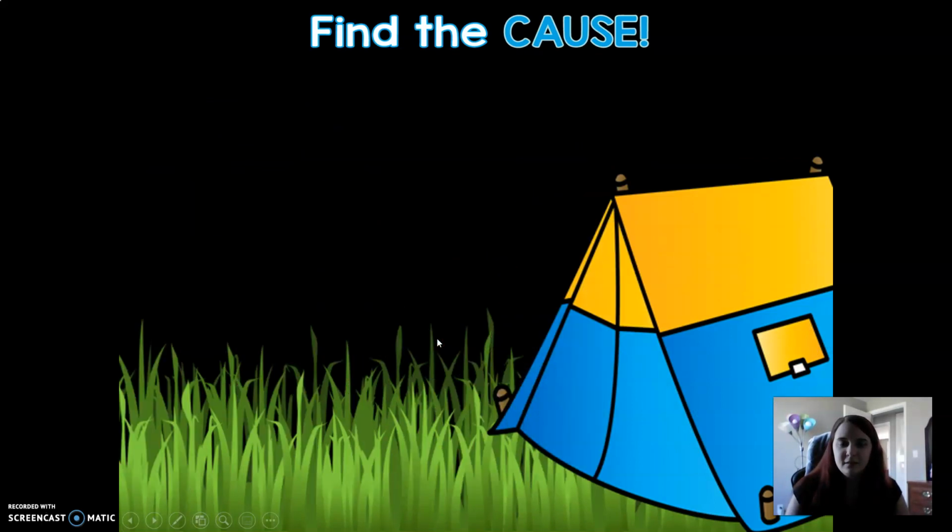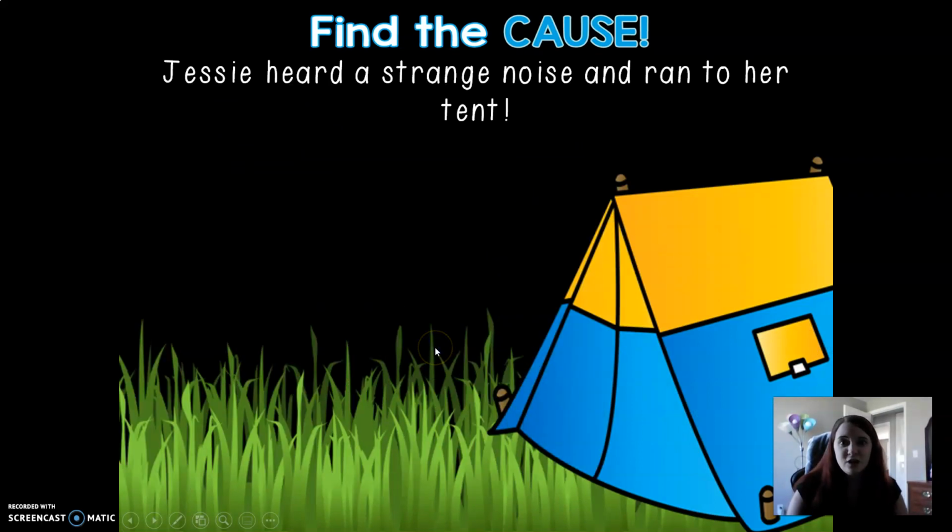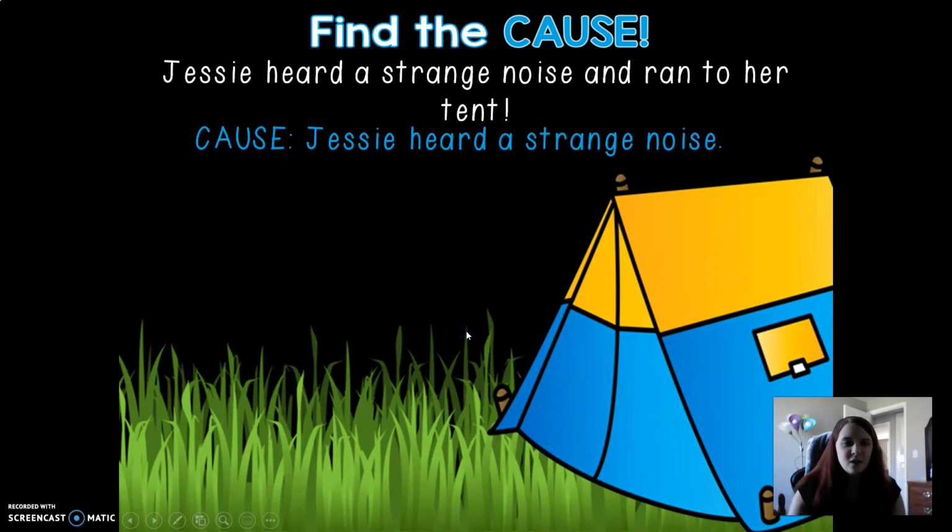Okay. Jessie heard a strange noise and ran to her tent. Which one is the cause? And the cause is she heard the strange noise. Why else would she run to her tent? Now it could be something else. Someone could have jumped out and scared her, so she ran into her tent. So that first part is still going to be our why.